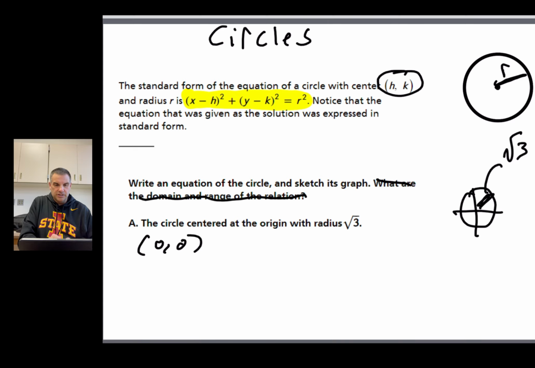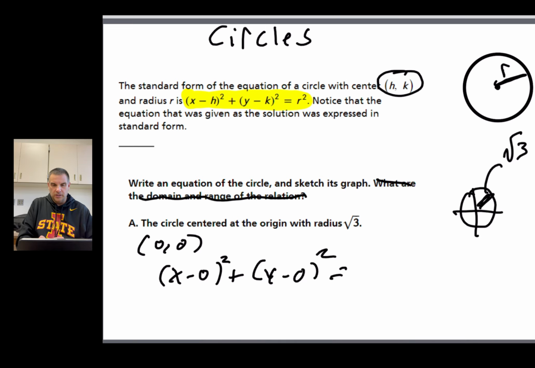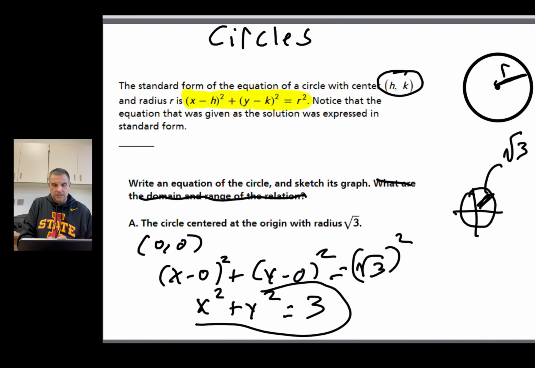So the center is (0, 0). So we've got (x minus 0) squared plus (y minus 0) squared equals r squared. Well, that's radical 3 squared. So x squared plus y squared equals, and the square root of 3 squared is just 3. There is the equation of a circle with a radius of radical 3 centered at the origin, and you're done. Nothing left to do with that one. Okay, let's look at the next example.